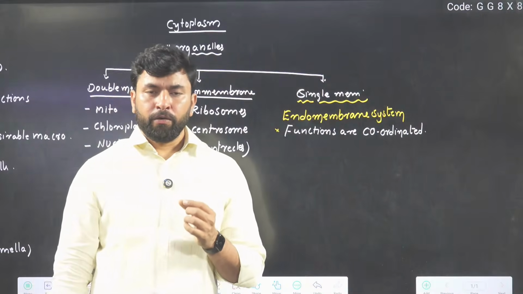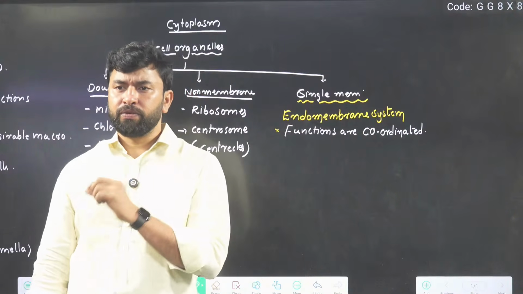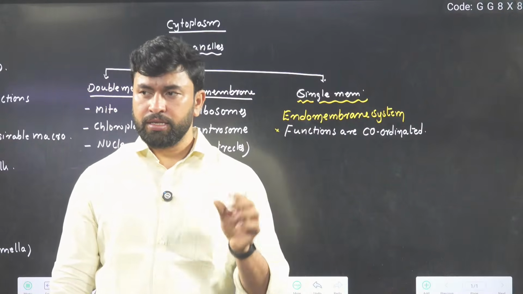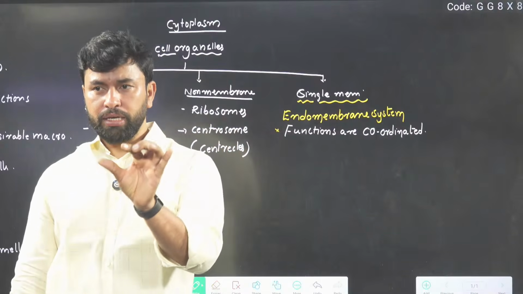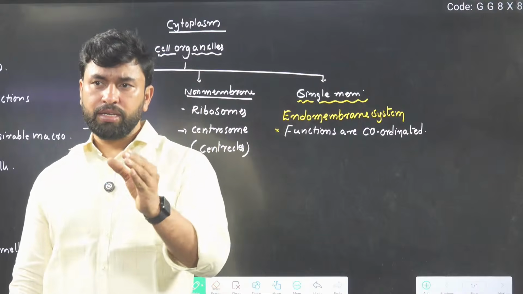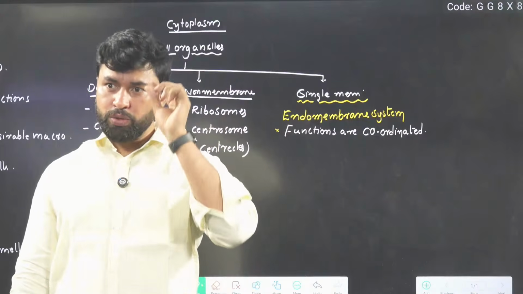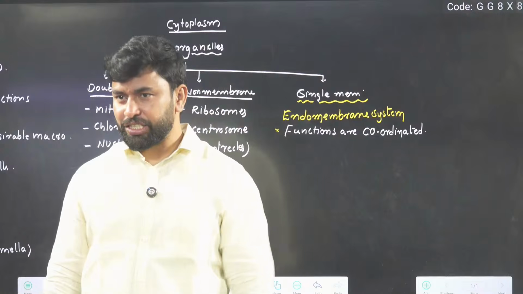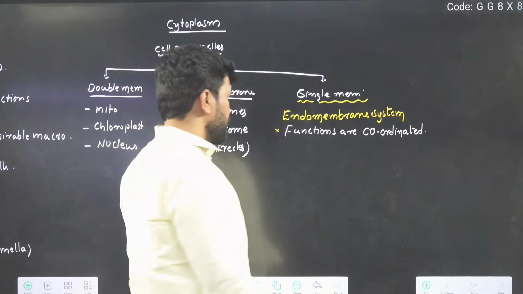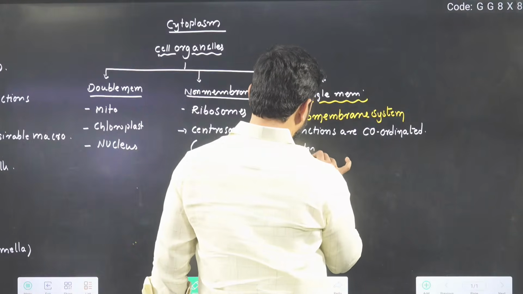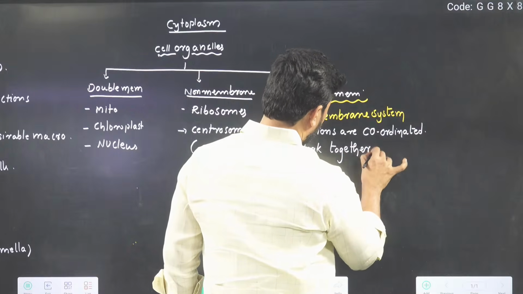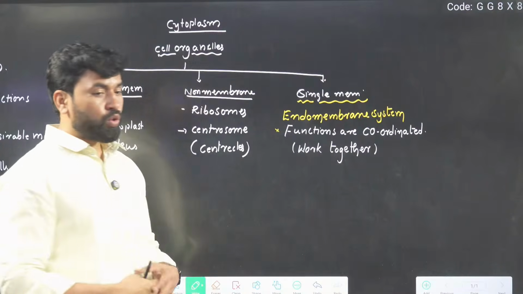Careful. Whenever I say A, B, C are functionally coordinated, I am saying in this sense: A completes one work and sends it to B, B completes some work and sends it to C. Like that, A, B, C work together to complete the process of any kind of action. That's why it is called coordinated action. In simple terms, they work together.